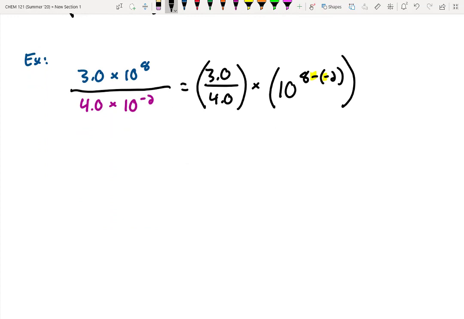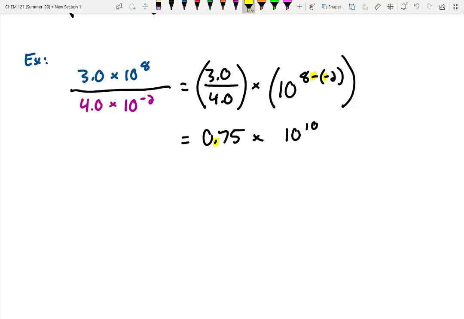So let's simplify this even further. So we've got 12.0 times 10 to the 10. Okay? Or actually, shoot, I'm doing multiplication, not division. This would be 0.75. So 3 divided by 4 would be 0.75. But like I said, we want this number to be between 1 and 10. But right now it's below 1. So let's figure out how to fix that.